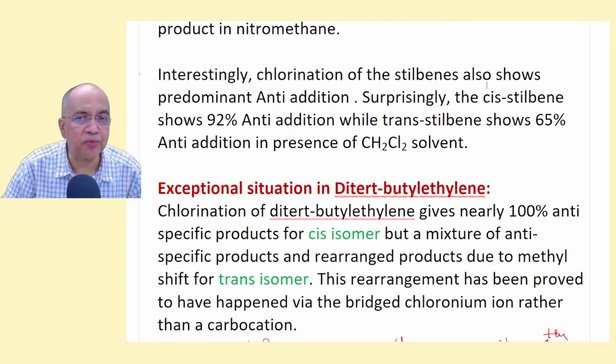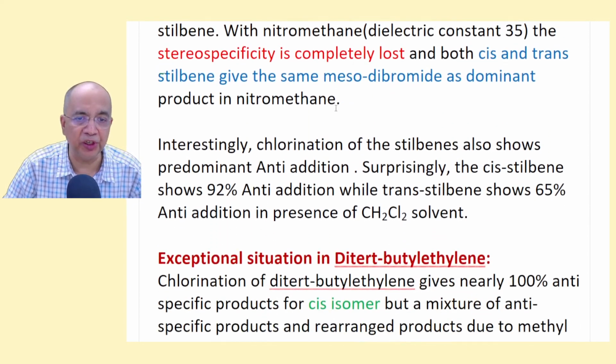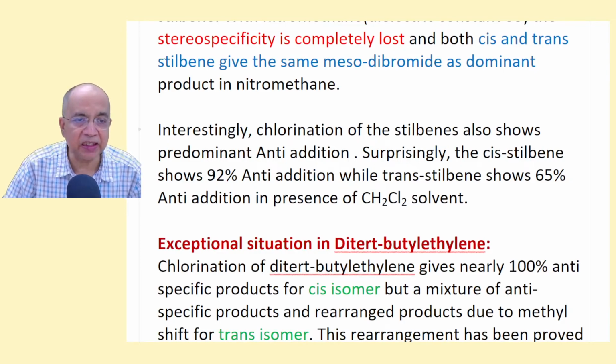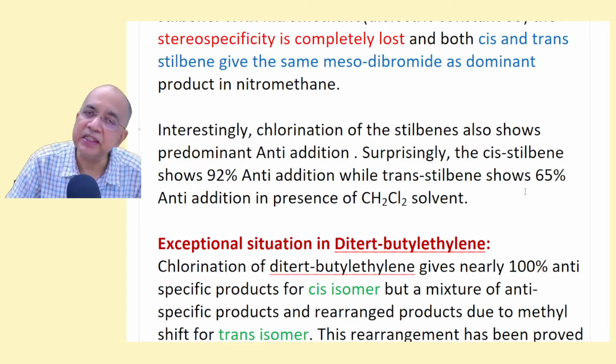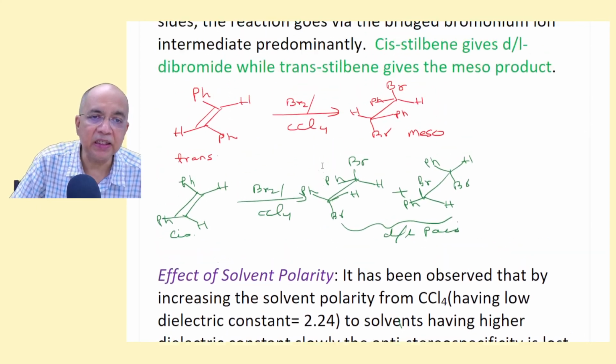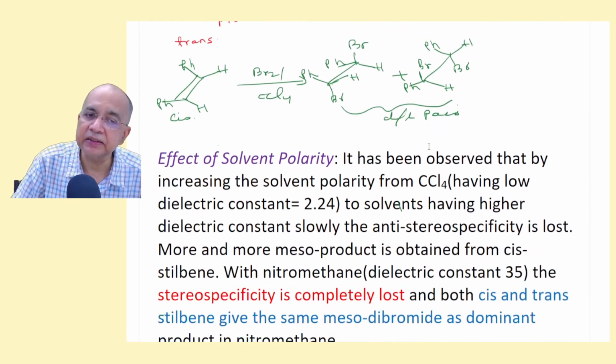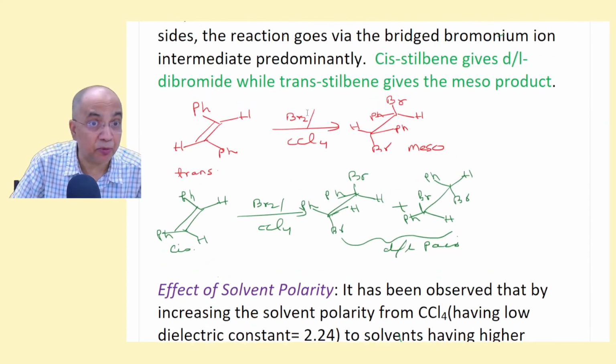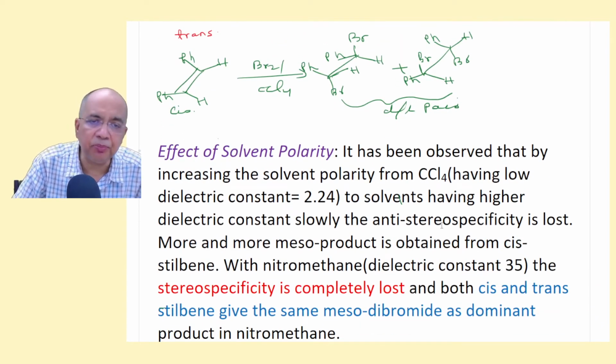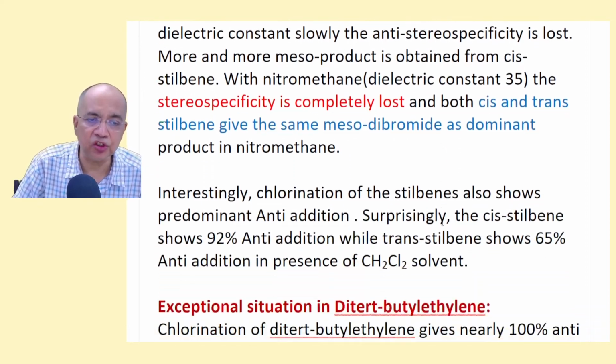Interestingly, chlorination of stilbene also shows predominant anti-addition. This was all about bromination. Surprisingly, cis-stilbene shows 92% anti-addition, while trans-stilbene still shows 65% anti-addition and the remaining syn addition. But bromination is 100% anti only in carbon tetrachloride. But changing the polarity of the solvent, the stereospecificity is lost.